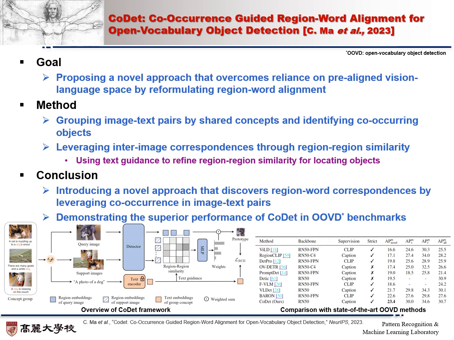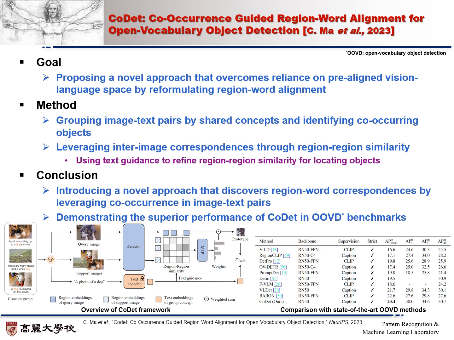The following is a paper published at NeurIPS in 2023, which proposed a new approach to overcome the dependence on pre-aligned visual language space by reformulating the alignment between regions and words as a co-occurring object detection problem. The bottom left explains the overall framework and process of the method.